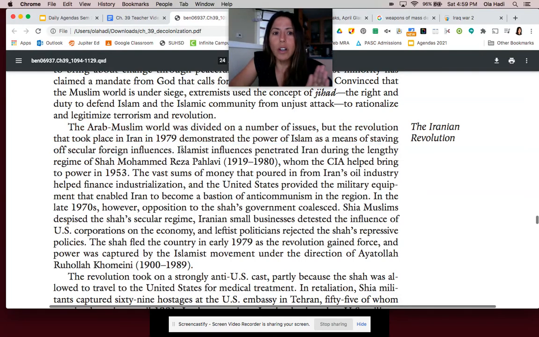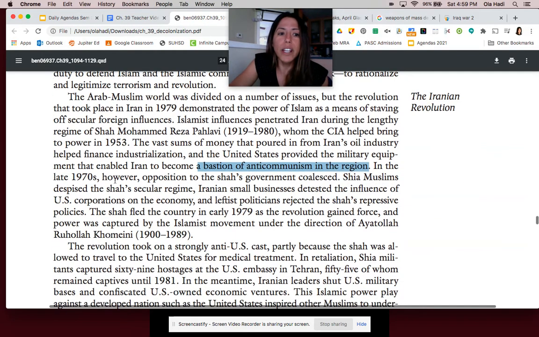So anyway, long story short, there was a leader there who had come to power with the assistance of the United States through the CIA support, and his name is Shah Mohammad Reza Pahlavi, and he did a lot of things that benefited the United States. Obviously, the United States was very interested in Iran's oil industry. He becomes a bastion of anti-communism, meaning a defender of anti-communism. So that's important for the United States within the context of the Cold War.